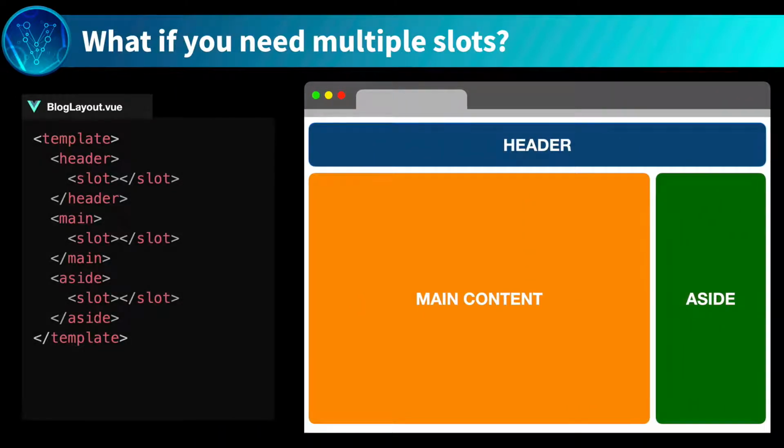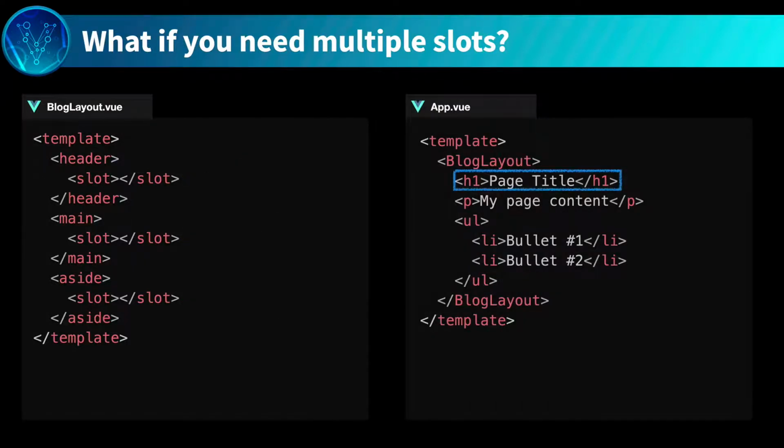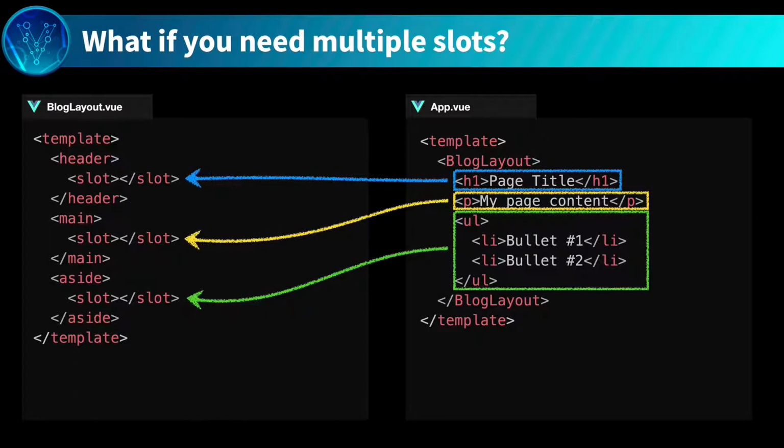you have the header, main, and aside HTML elements with a slot in the middle. And so you may be thinking that this will then correspond to the individual areas. And when we think about how the blog layout will be used, we might imagine that our H1 would go into the header slot, the P tag will go into the main slot, and the unordered list will go into the aside. However, as you might imagine, right now there's no way of instructing Vue which slot it's supposed to go into, so it's going to be confused.